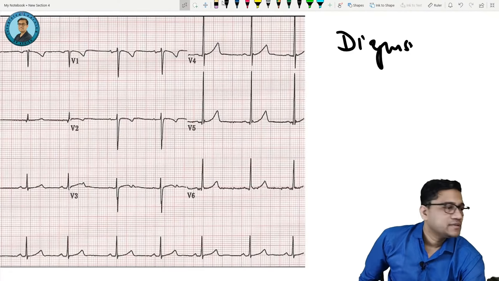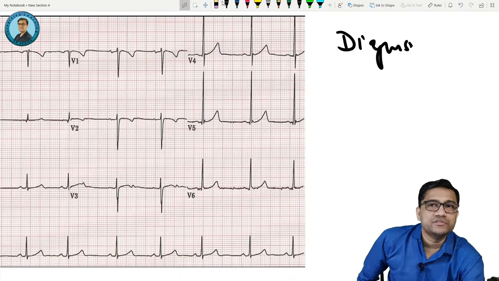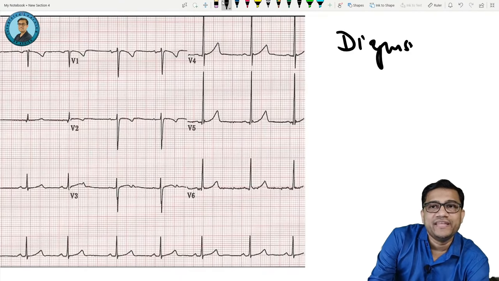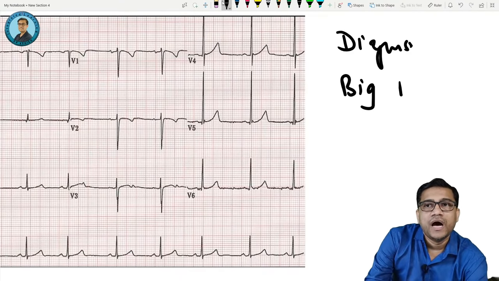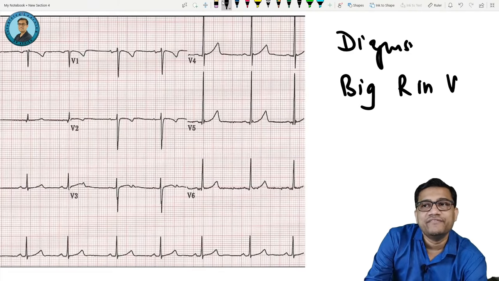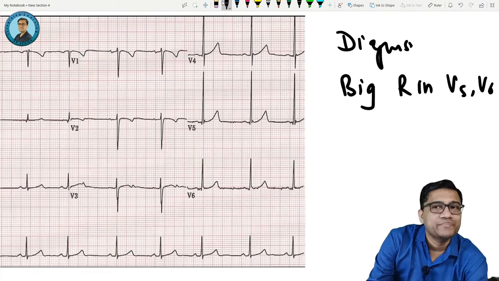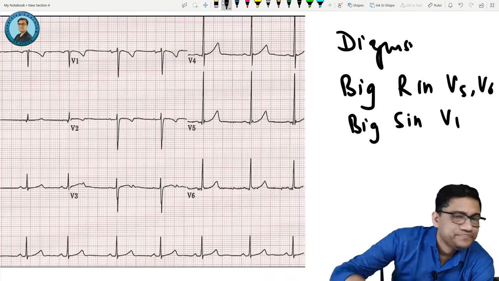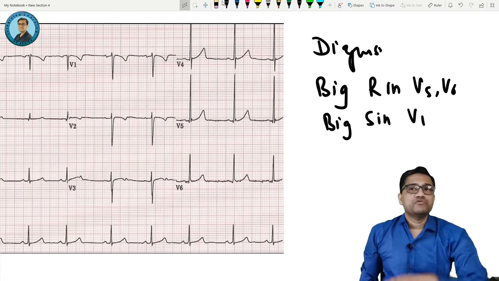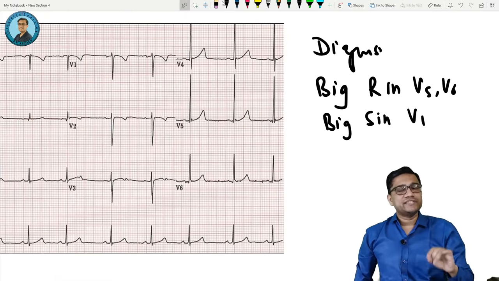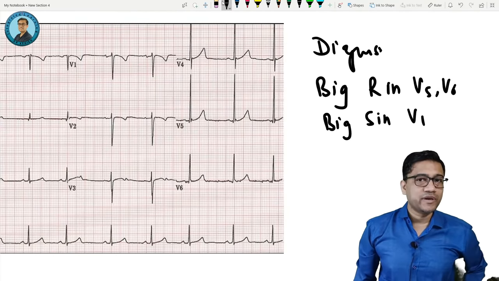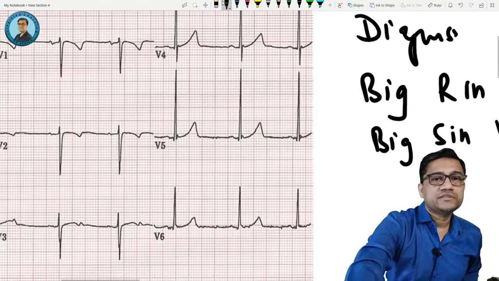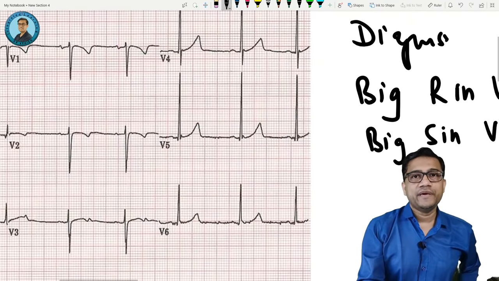Okay, so first, anyone, what are the diagnoses? First, there is a very big R in V5, V6, very big, and big S in V1, V2. Are you now clear? Easy. So very big R in V5, V6, and very big S in V1. Okay. What is the number of boxes? Can we count? So let's count. Help me here, kids.